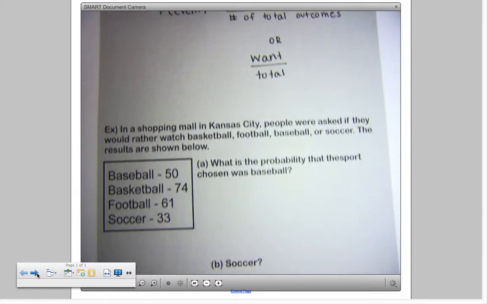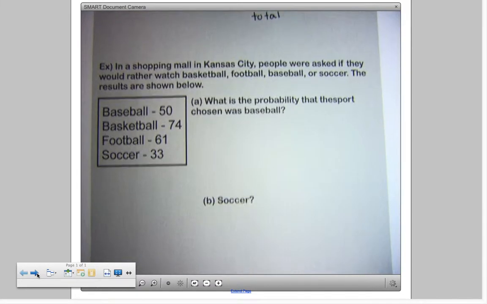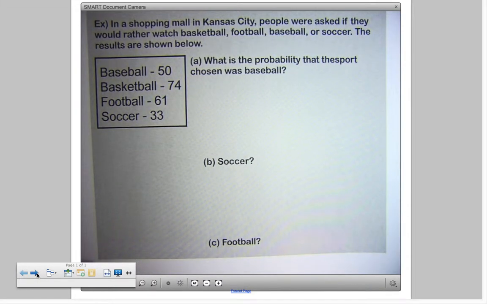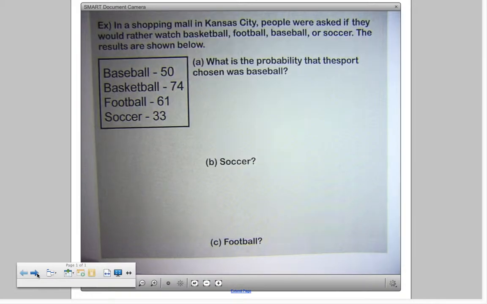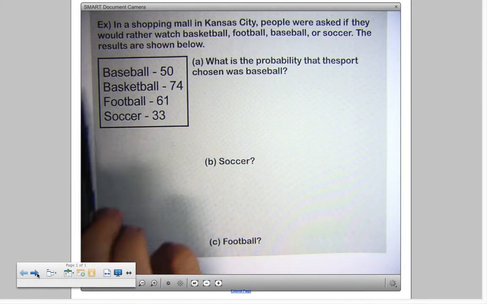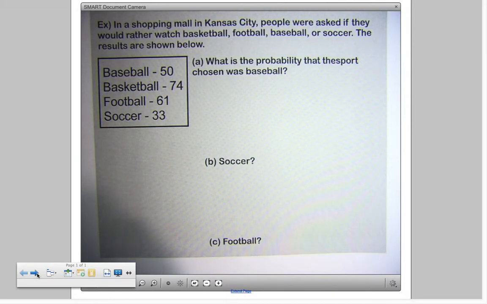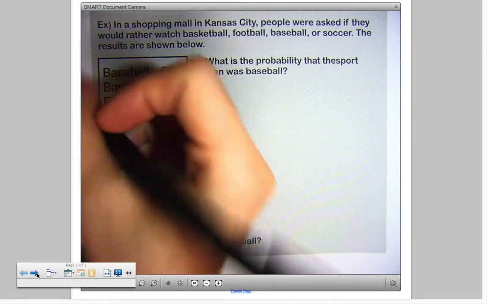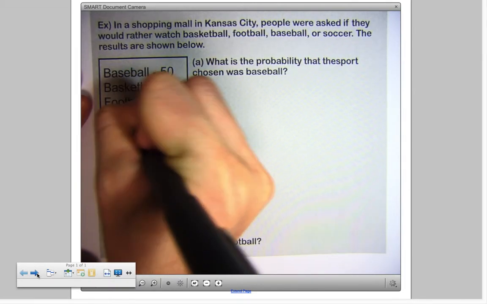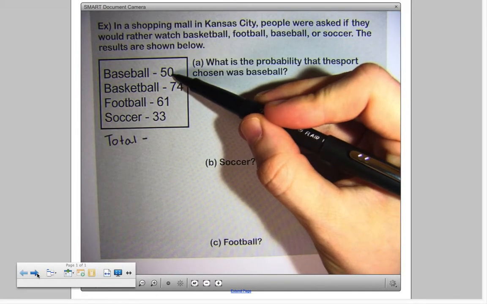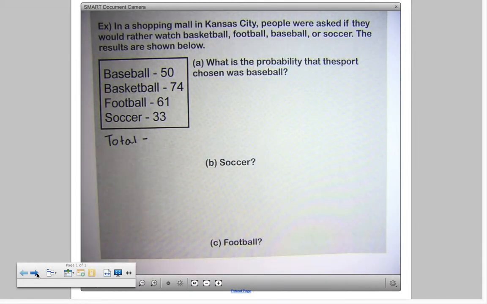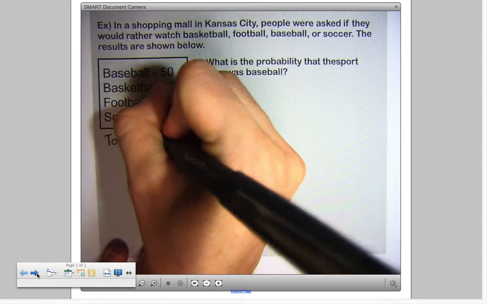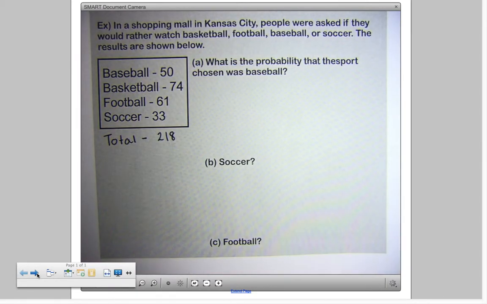Okay, first example. People were asked which sports they prefer between baseball, basketball, football, and soccer. In this box over here, it says the results of what everybody answered. So we're going to look for probability. Anytime we're doing probability, remember we need the total outcome. So the first thing I'm going to do is find the total people interviewed. I'm just going to add up all these numbers here. So 50 plus 74 plus 61 plus 33. That means that the total is 218. So my denominator for these probabilities is going to be 218.